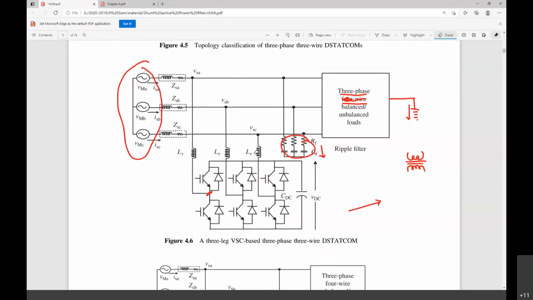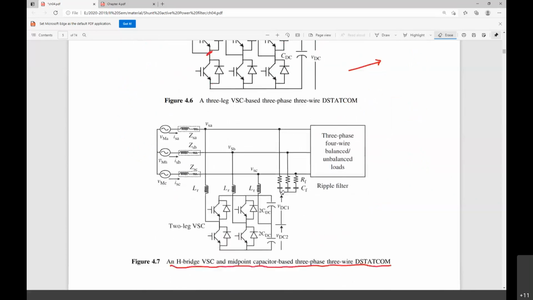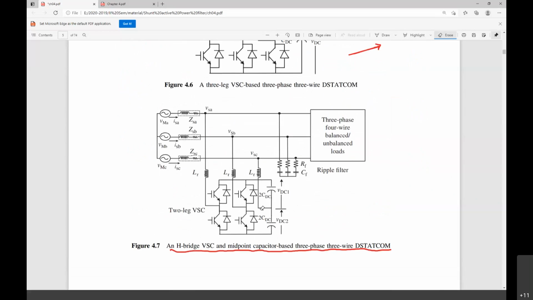For the C phase, there is no switch over here. There is no leg over here. It has been connected to the midpoint of the two capacitors. This current, whatever is there here, is automatically controlled.